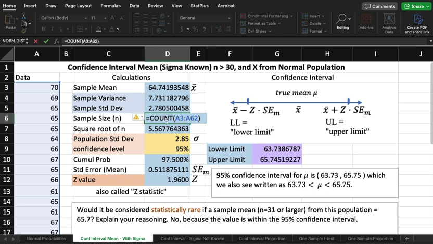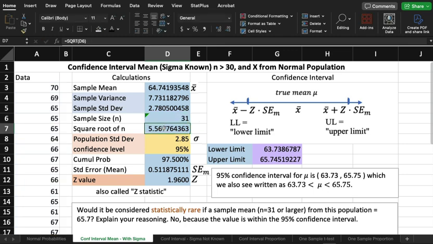It's equals count, parenthesis, A3 colon A62. So anytime you hear me refer to A3 colon A62, that's where my data is. The formula itself is giving us the sample size. So the sample size is equals count, parenthesis, A3 colon A62, close parenthesis.